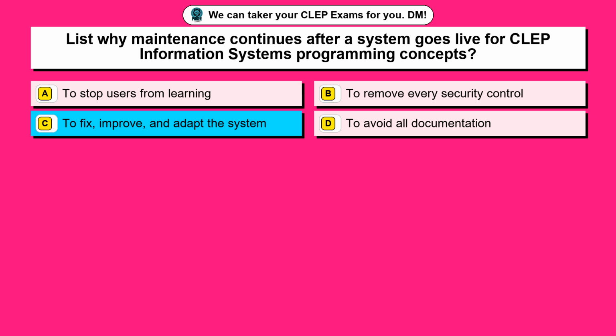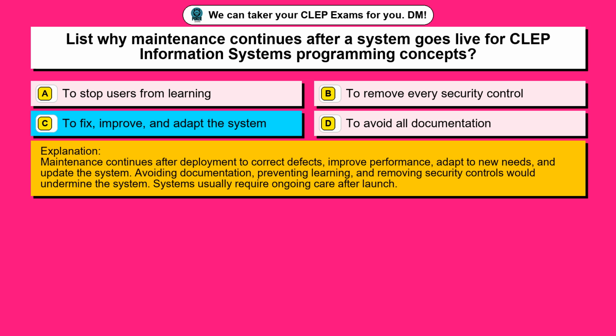The correct answer is option C. To fix, improve, and adapt the system. Maintenance continues after deployment to correct defects, improve performance, adapt to new needs, and update the system. Avoiding documentation, preventing learning, and removing security controls would undermine the system. Systems usually require ongoing care after launch.